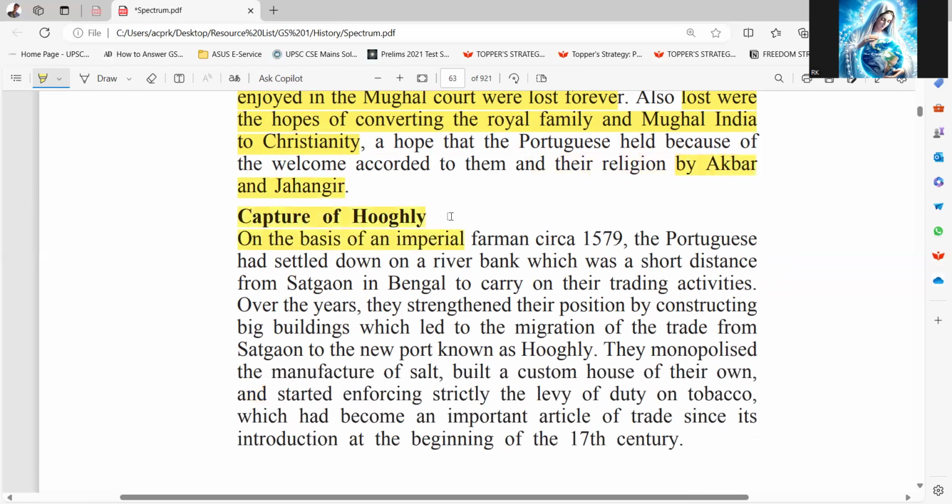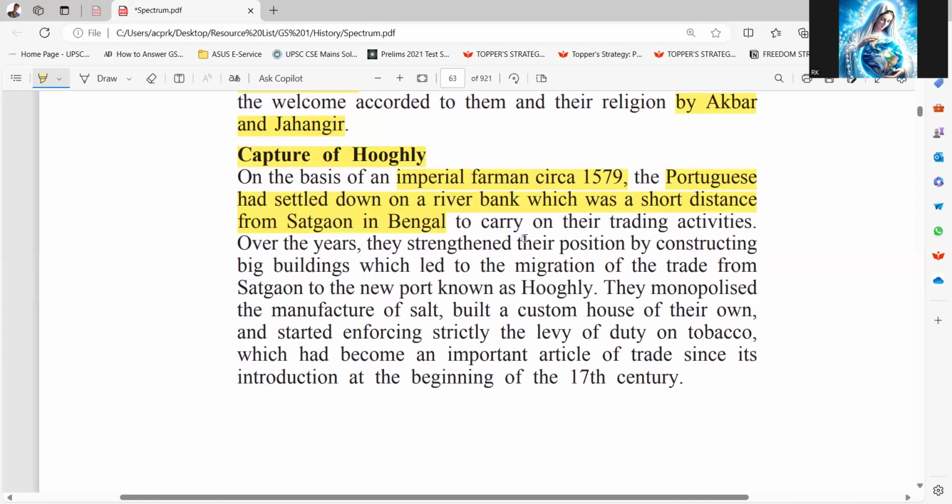Okay, next is capture of Hooghly. On the basis of an imperial firman circa 1579, Portuguese had settled down on a river bank which was a short distance from Satgawon in Bengal to carry on their trading activities. Over the years, they strengthened their position by constructing big buildings, which led to the migration of the trade from Satgawon to the new port known as Hooghly.